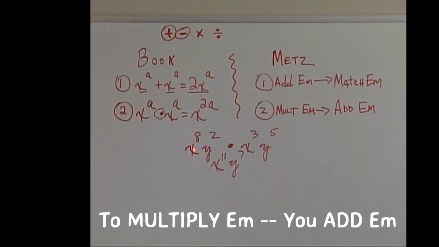But it's not, because I got 8 x's and I got 3 more x's, which gives me 11. How do you multiply them? Hey, you add them. What's y squared times y fifth? Y squared times y fifth is y to the 7th. Take a look at it.